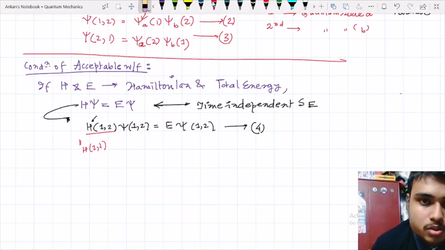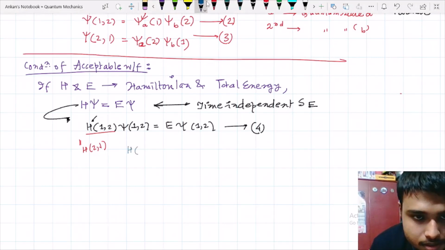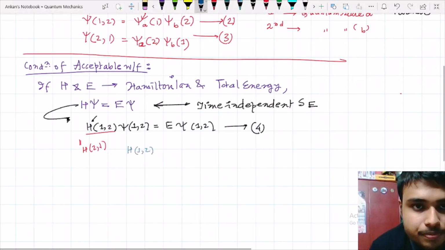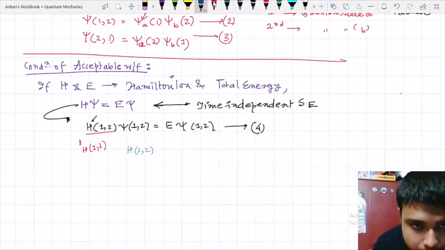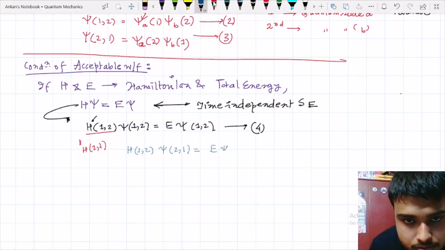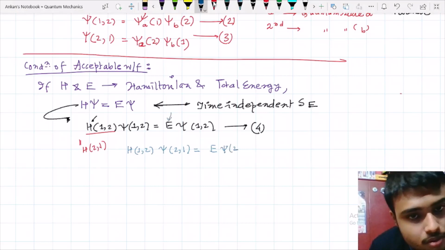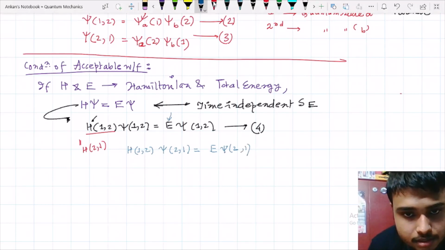So what we can write is H12 psi 21 is also equal to E psi 21. The eigenvalue will also not change. The total energy will remain the same, so E also remains the same, but the states of particles 1 and 2 are interchanged. This is equation 5.